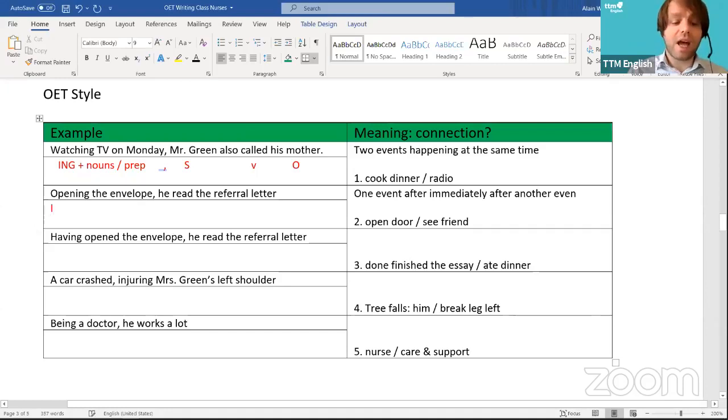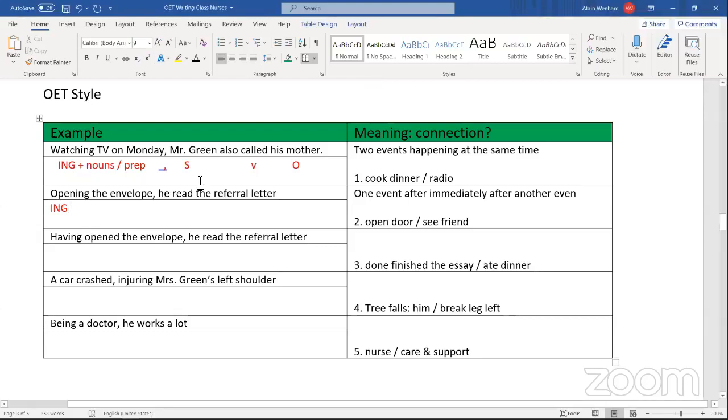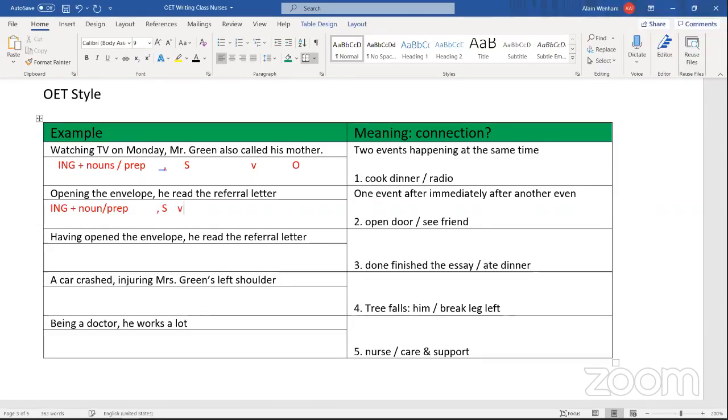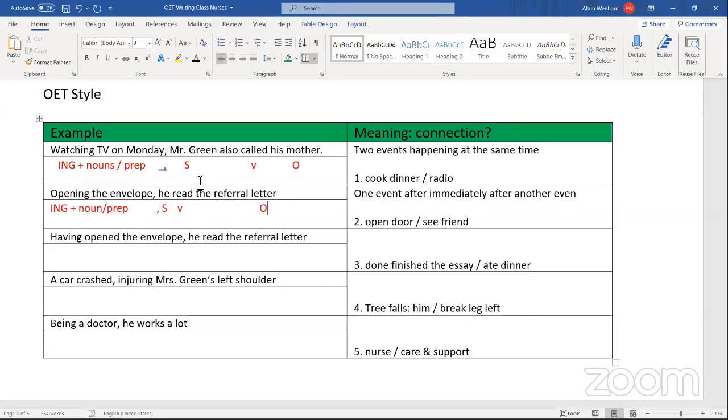Now, Comfort, we've got, again, ing, right? And then what type of word is envelope? Noun. Right, again, you can have nouns, you can have prepositions. Then you're going to have your comma, right? And then, Comfort, we're going to have subject. Verb. Read. And everyone together, the object is? Letter, or whatever you want to think about it. Thank you very much. Microphone off. So one event immediately after another.